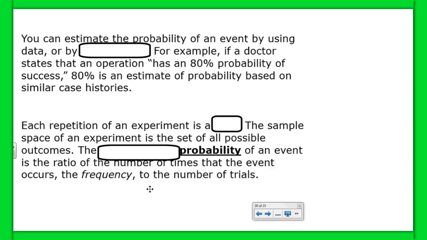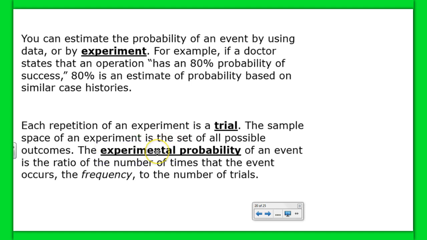You can estimate the probability of an event by using data or by experimenting. For example, if a doctor states that an operation has an 80% probability of success, 80% is an estimate of the probability based on similar case histories. Each repetition of an experiment is a trial. So flipping a coin is a trial. The sample space of an experiment is the set of all possible outcomes. So the experimental probability of an event is the ratio of the number of times that that event occurs, frequency, to the number of trials.